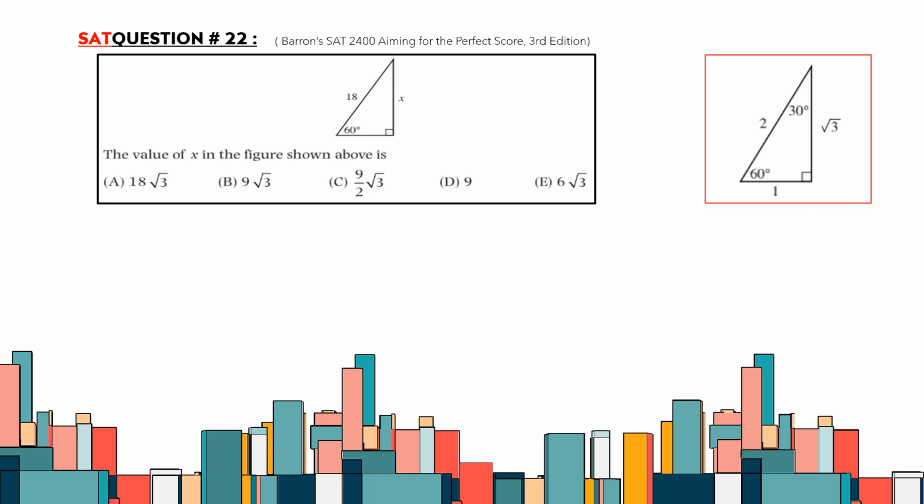So this is the right triangle with the 30 degree, 60 degree, 90 degree triangle. And we know that it's going to be in the ratio of 1 for one leg, and then another leg is square root of 3, and then the hypotenuse will be 2.